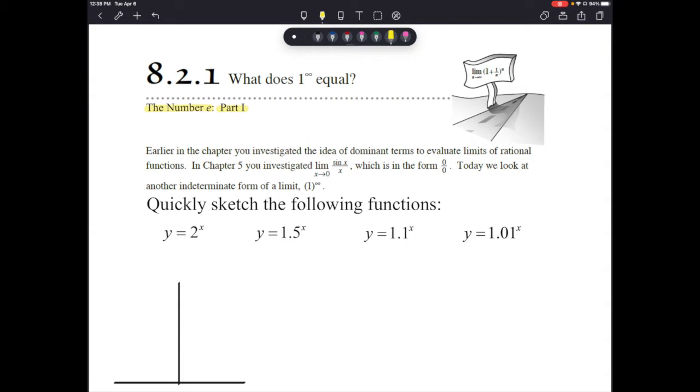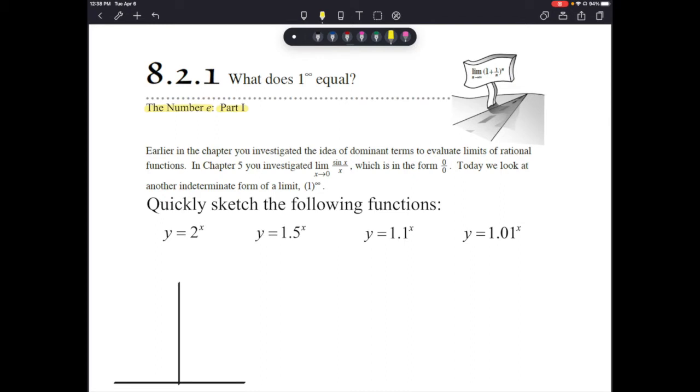This will span several lessons, so you'll get a little bit today, a little bit in the next lesson, and so on. Early in the chapter, we investigated the idea of the dominant terms to evaluate limits of rational functions. Today, when we're starting out, we're going to just review and think about our exponential functions a little bit. So you'll see that we have four functions listed on your paper.